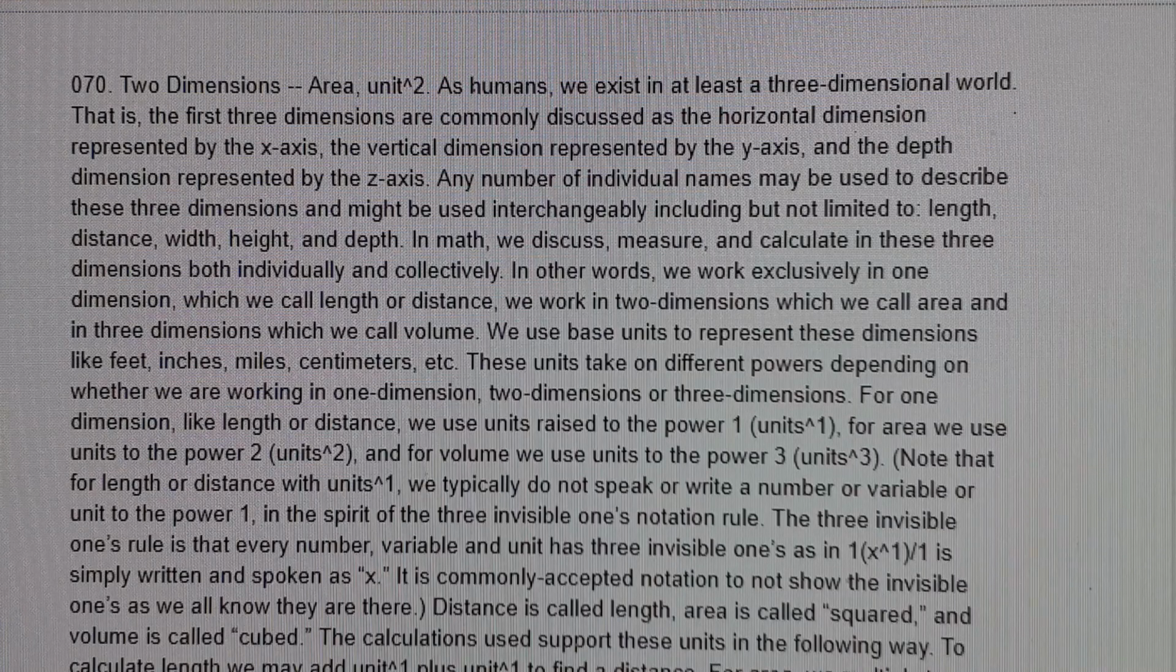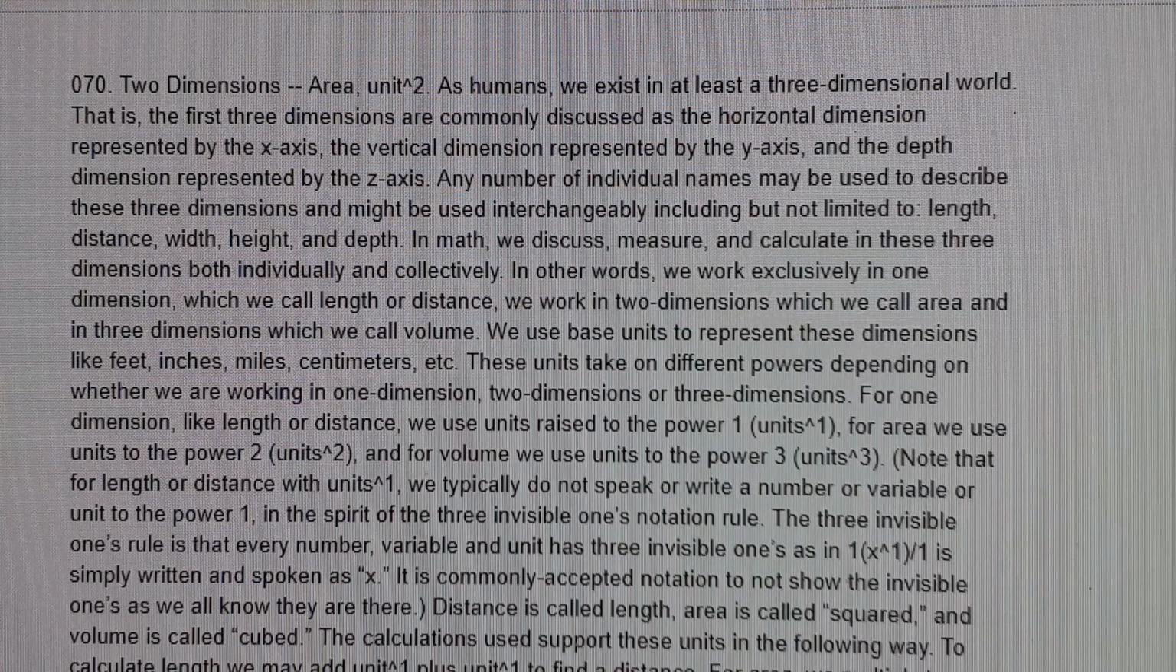In math, we discuss, measure, and calculate in these three dimensions, both individually and collectively. In other words, we work in one dimension, which we call length or distance. We work in two dimensions, which we call area, and in three dimensions, which we call volume.